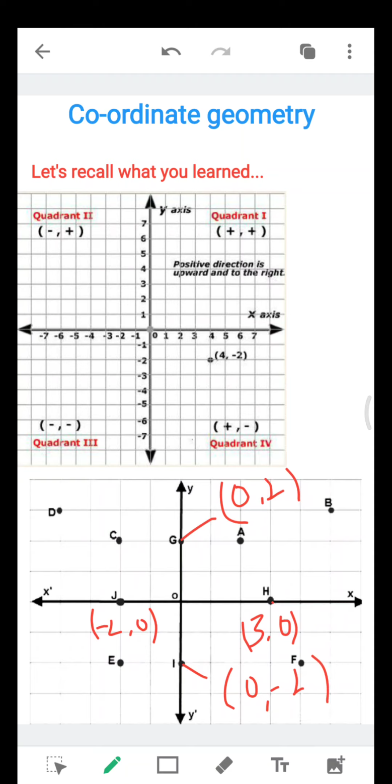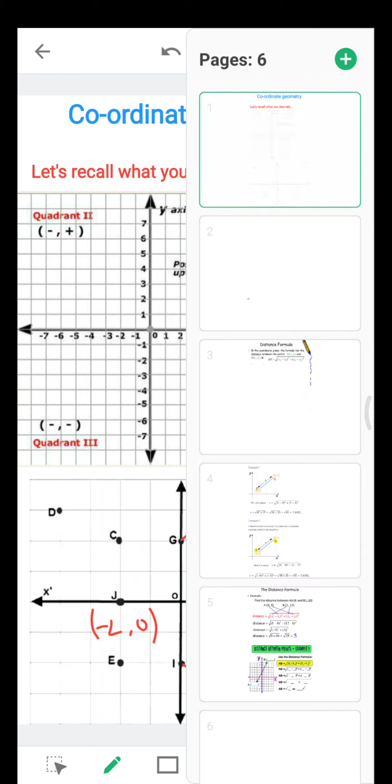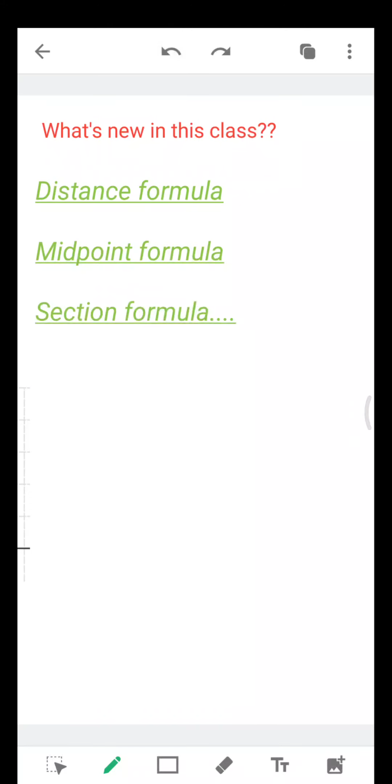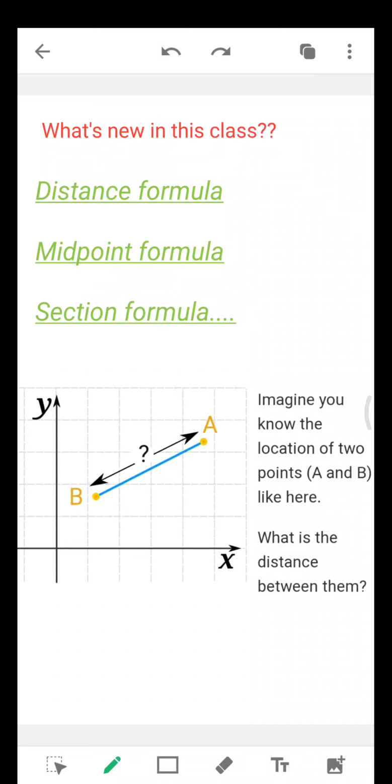by using different rules. So now in this chapter in 10th class, what's new in this class? You are going to learn about the distance formula, midpoint formula, and section formula. Imagine you know the location of 2 points A and B, like here. Okay, there are 2 points. I already told you the graphs are used in maps for locating places, which you have done in ninth class. Okay, so imagine there are 2 points A and B.